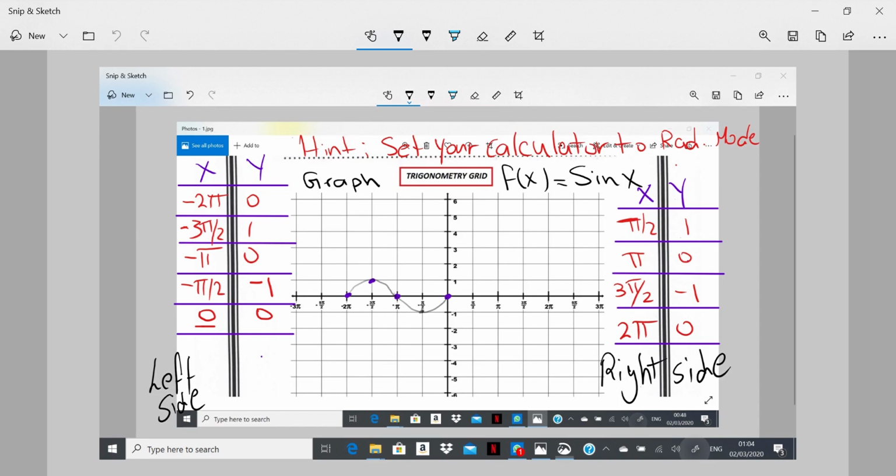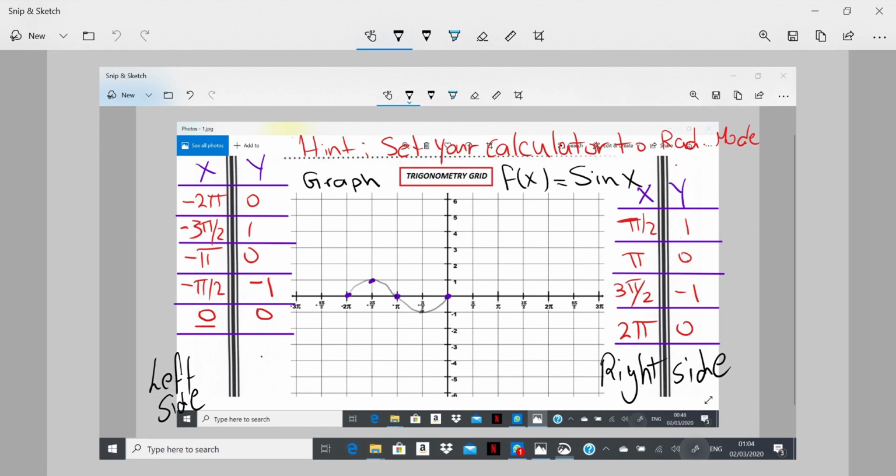Left side, XY table, and this is the trigonometry grid. Actually, it's on the y-axis and the x-axis. It's totally different from the normal one, and the scale of the x-axis is pi over 2, pi, 3 pi over 2, 2 pi, and it's given for you, by the way, when you are going to graph it. Okay, let's start with the left side, the one we made for you.